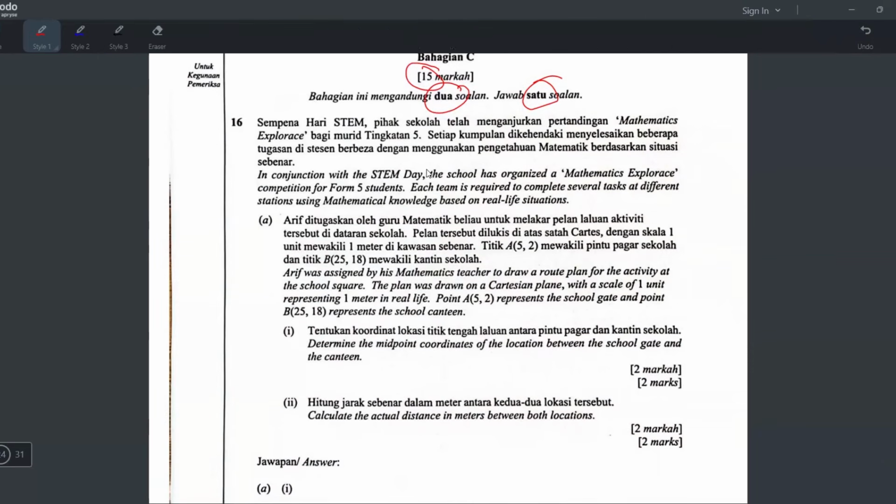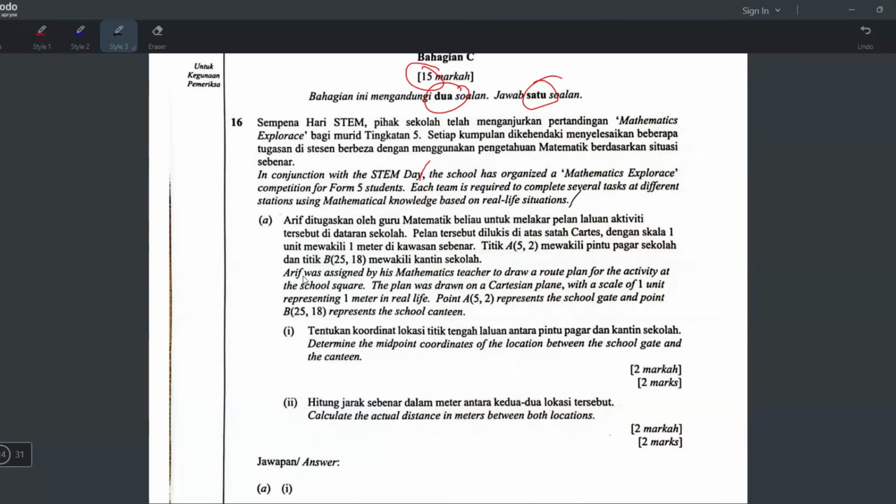In conjunction with the STEM Day, the school has organized a mathematics explorers competition for Form 5 students. Each team is required to complete several tasks at different stations using mathematics knowledge based on real life situations. So far nothing important here.